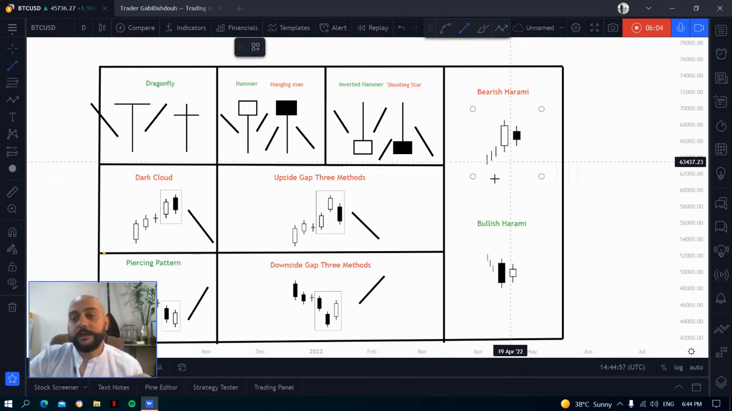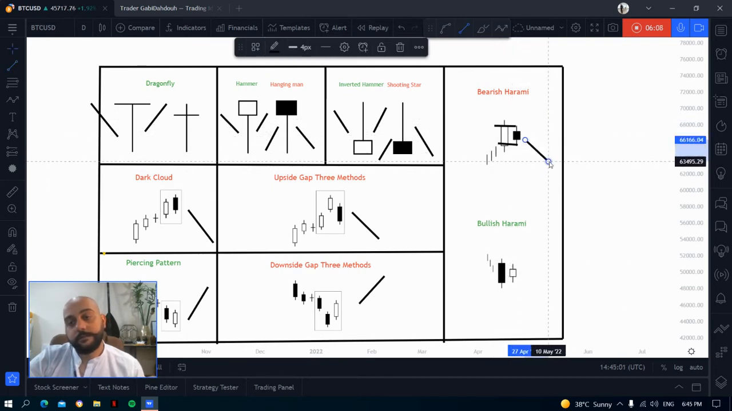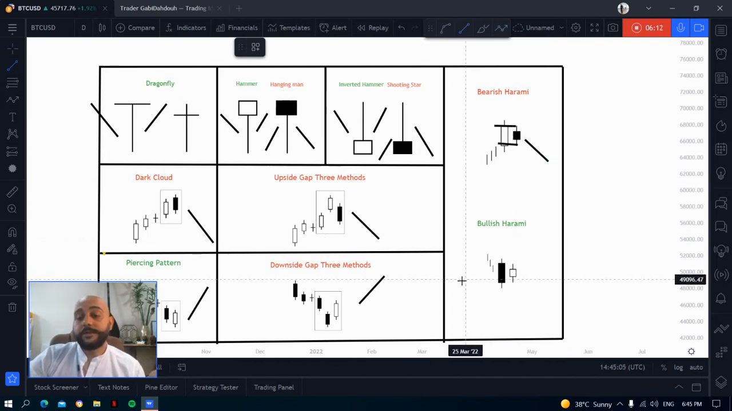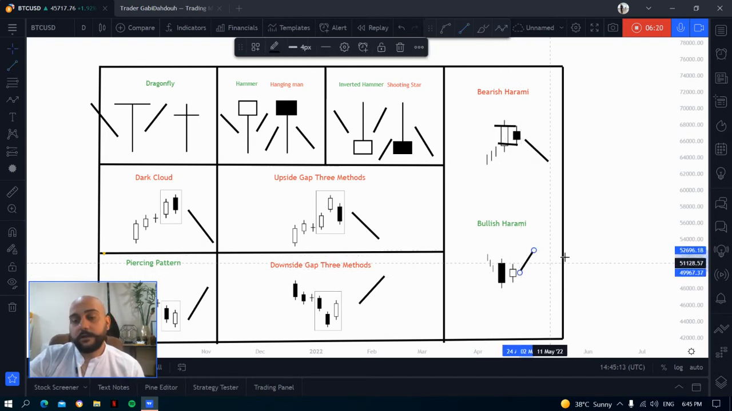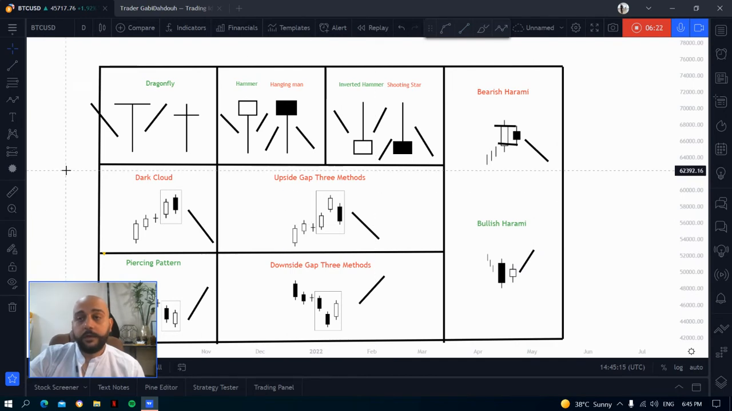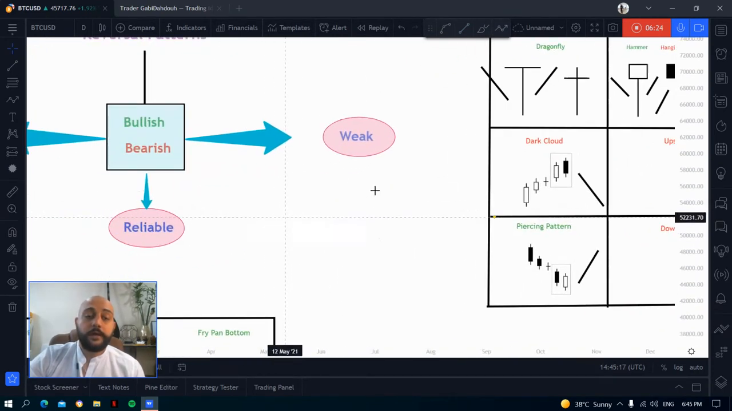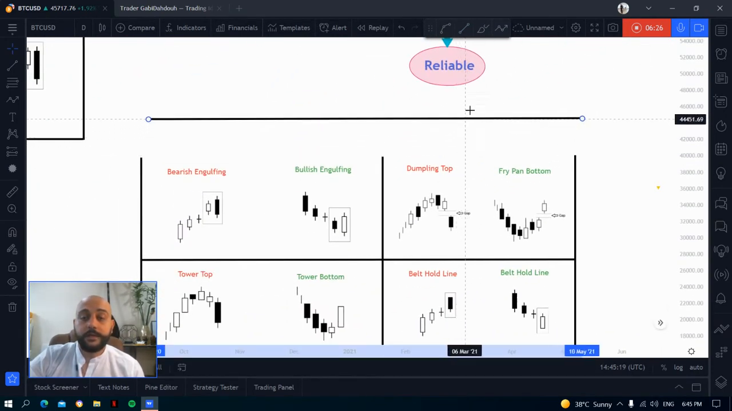And like I said, it's an uptrend, big bullish candle, then a bearish candle, which indicates the market is going down. A bullish Harami is basically the opposite. The trend is going down. We have a big bearish candle, then a small bullish candle, and it could indicate that the market is going up. Now let's take a look at the reliable candlestick patterns.